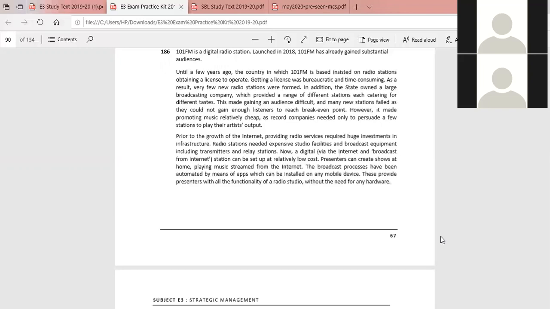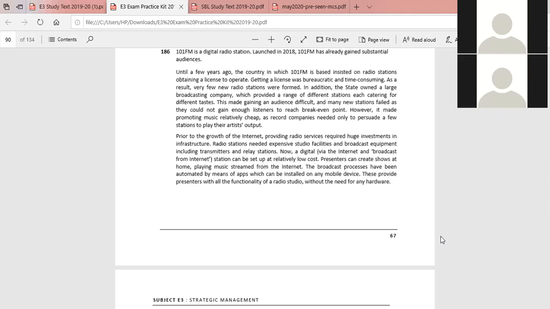In addition, the state owned a large broadcasting company which provided a range of different stations. So government's role was also very big. This made gaining an audience difficult, and many new stations failed as they could not gain enough listeners to reach break-even point. That is the issue. So earlier there were things which were not in favor of the new entrants because of the time consuming bureaucratic licensing process. Therefore, they were not very keen on starting their business.